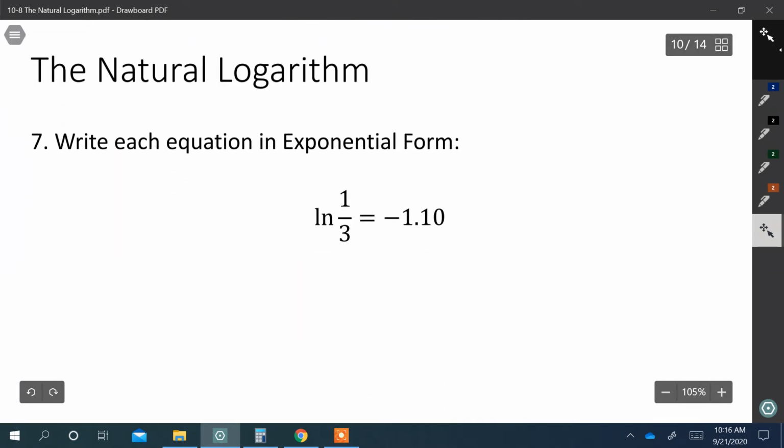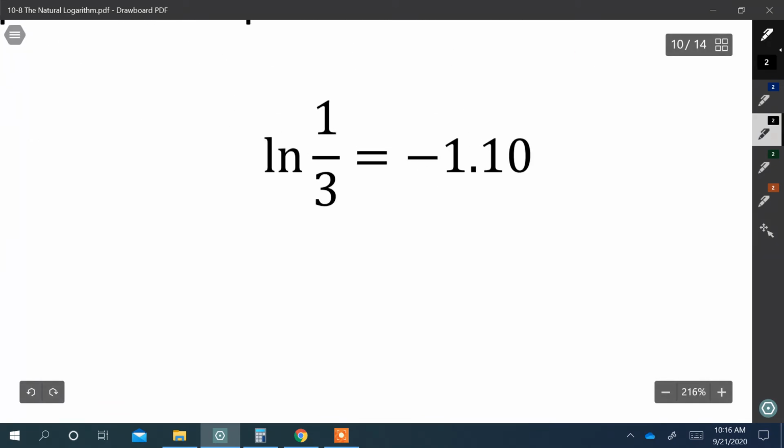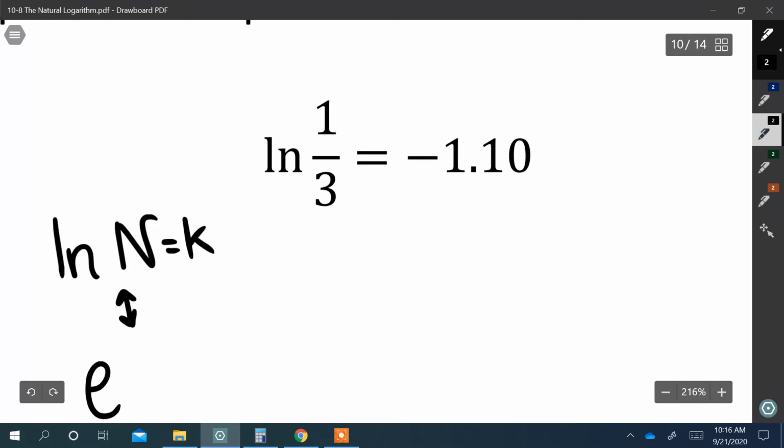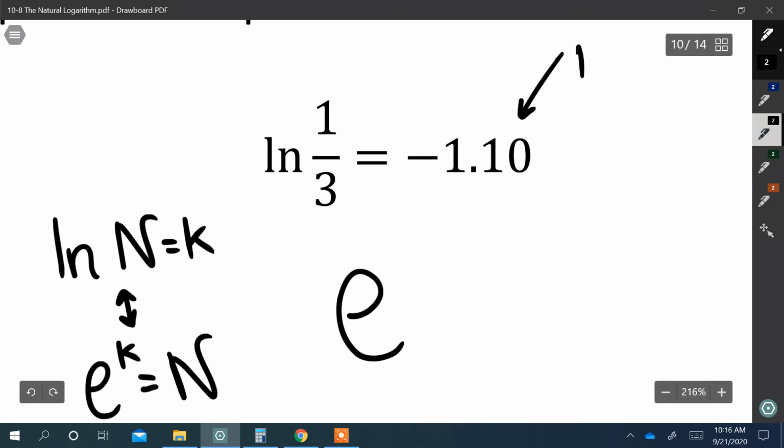Let's see if we can write each equation in exponential form. Okay, so let's go ahead and do that. For that, we need our definition. Our definition is, once again, natural log of n is equal to k, and that is equivalent to e to the k is equal to n. So let's rewrite that as e to the negative 1.10, where our k is right there, is equal to n, which in this case is 1 over 3.